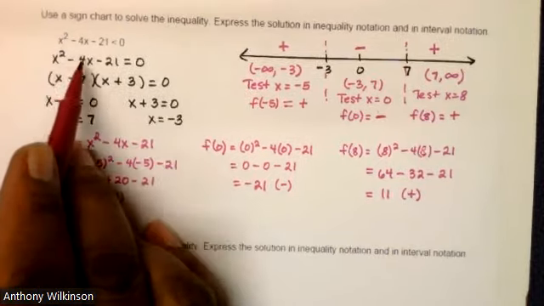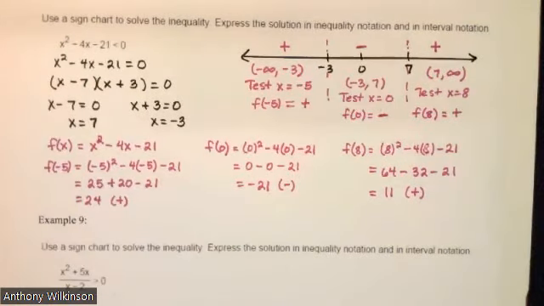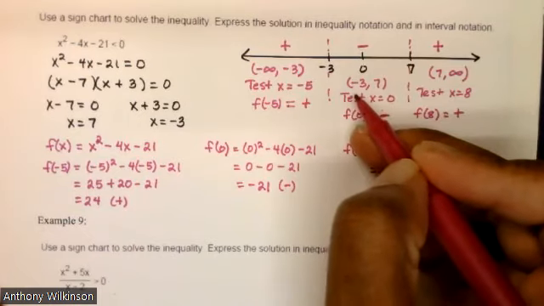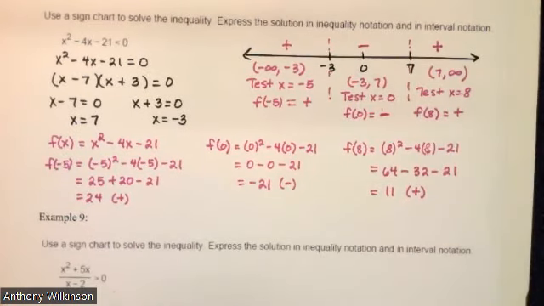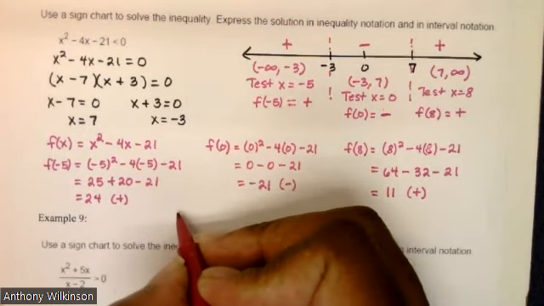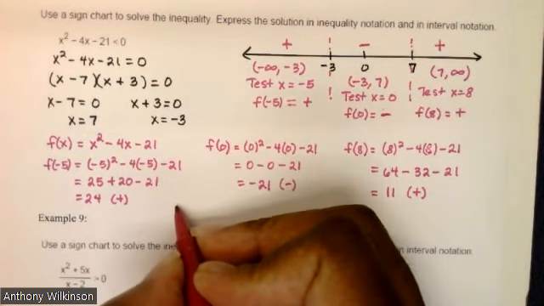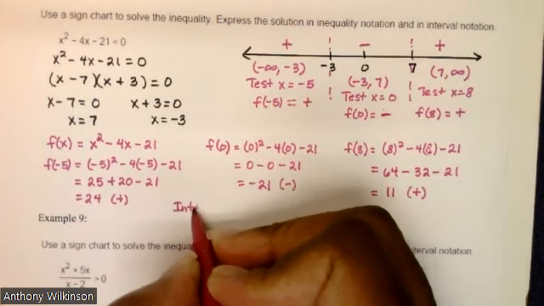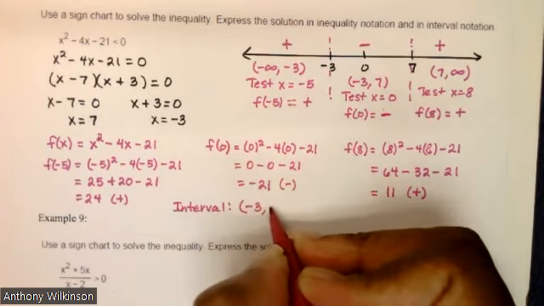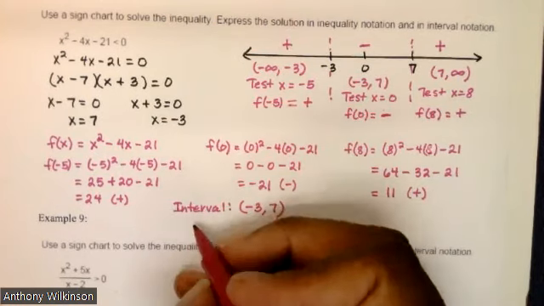Now, notice the inequality started off as less than 0. That means less than 0 has to be negative. So I need to select the interval that gave me negative values here. And in this case, this interval -3 to 7 is the interval that gave me negative values for f of x. So in interval notation, it will be negative 3, 7.